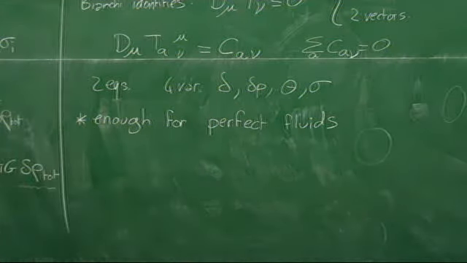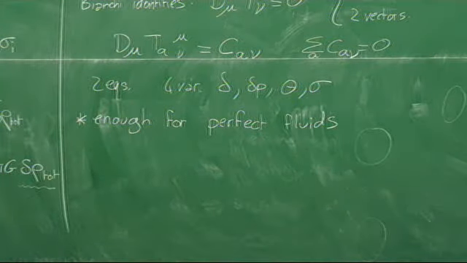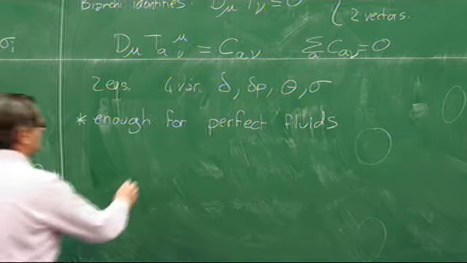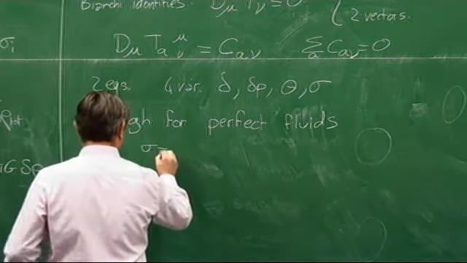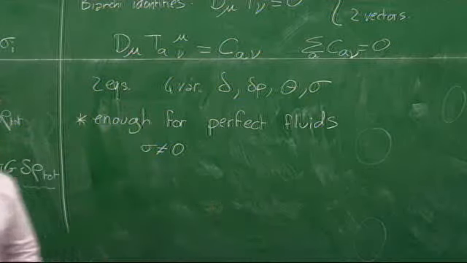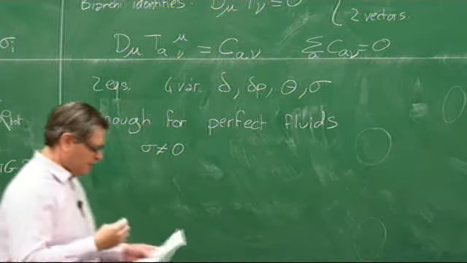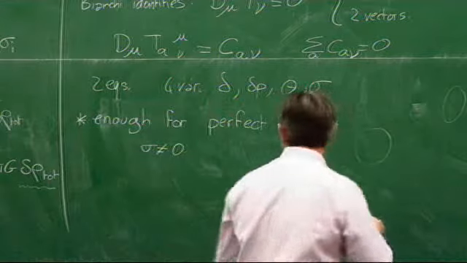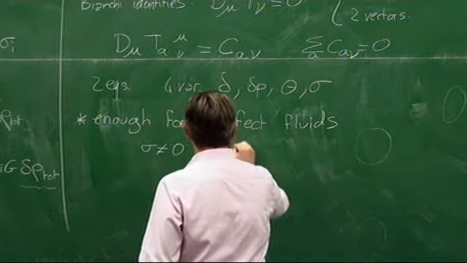Perfect fluids are strongly interacting. So the mean free path in the fluid is negligible. This immediately tells you that you cannot generate an anisotropic stress, because sigma different from 0, an anisotropic stress, could be generated only if you have anisotropic pressure.